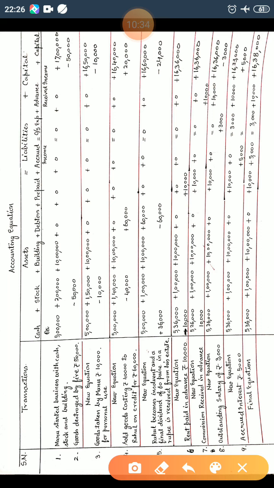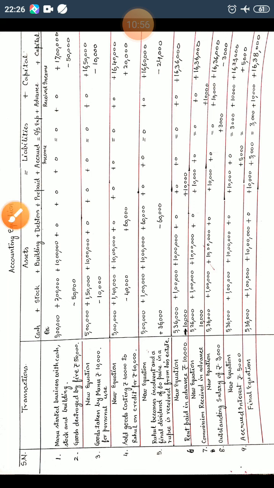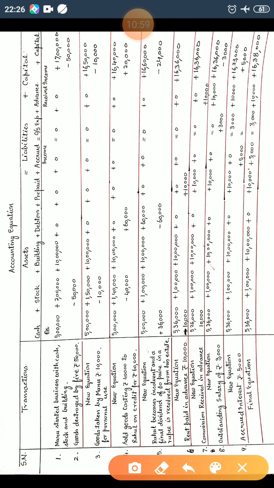Accrued interest means interest receivable. That income is supposed to be received but not yet received. So this accrued income is an asset for the business and it's an income for the business, so it should be added to the capital. So accrued income as an asset we have increased by 5,000 and it should be added to the capital.